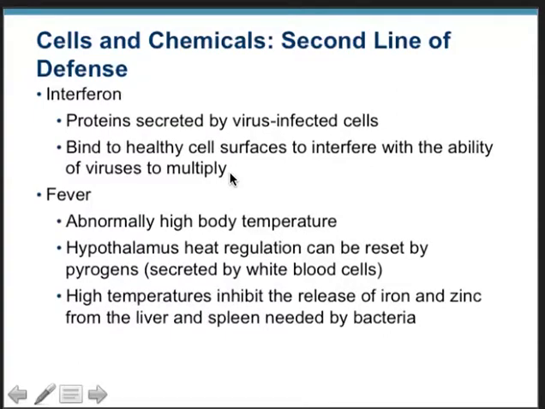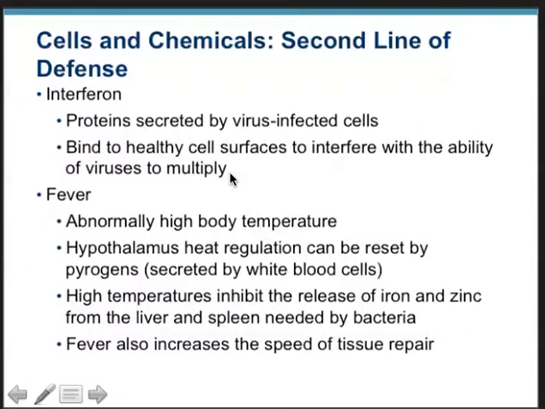The high temperatures inhibit the release of iron and zinc from the liver and spleen, and these are needed by bacteria in order to reproduce. And the fever also increases the speed of tissue repair. Okay, so several things going on here. Also, the high temperatures are not the ideal condition for many microbes to reproduce, whereas our own immune cells and our own tissues have no problem reproducing under these conditions of elevated temperature.